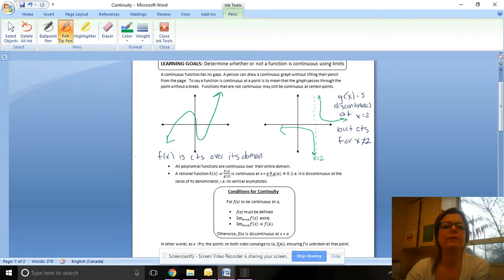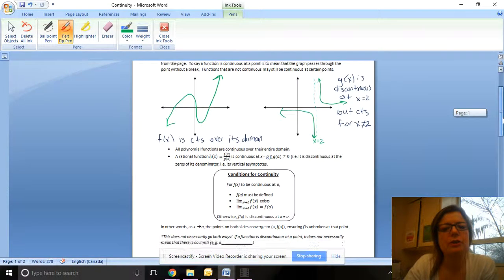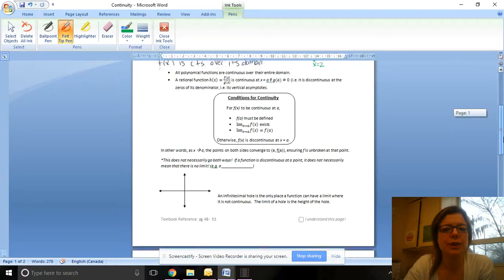So I've drawn here one function that is continuous over its entire domain. You can draw one similar. And then in this graph, g of x is actually discontinuous at x equals 2. So overall, we would say it is a discontinuous function, even though it is continuous everywhere where x does not equal 2. So something to note is that all polynomial functions are continuous over their entire domain.